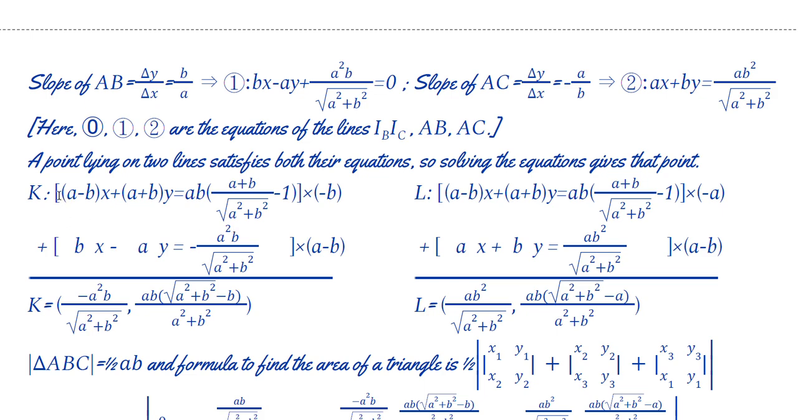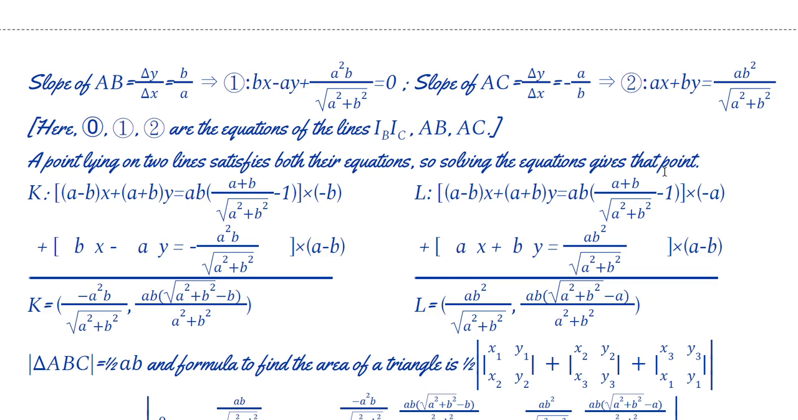So we'll be taking equations 0 and 1, and that'll give us the intersection of AB and IBIC, which is K. So this gives us minus A squared B by root A squared plus B squared, comma AB root A squared plus B squared, minus B by A squared plus B squared.